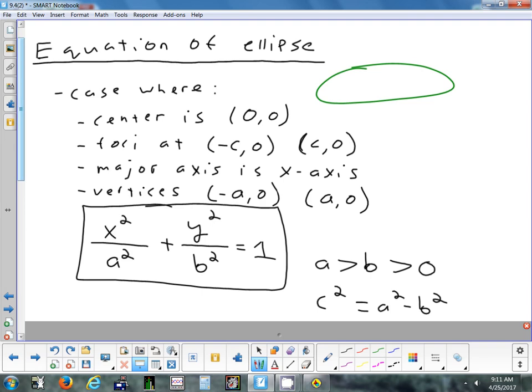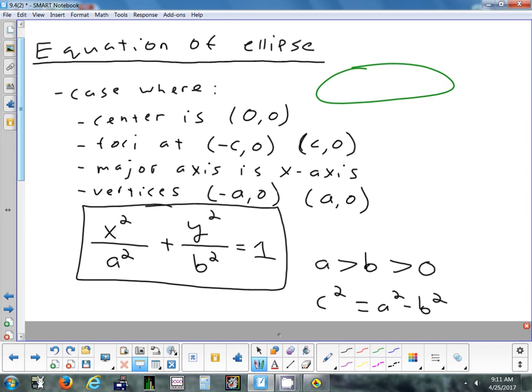The x and the y, they're both squared. With a parabola, just one of them is squared. That's what makes something a parabola: one variable squared, one variable isn't. Here, both variables are squared. That makes it an ellipse.